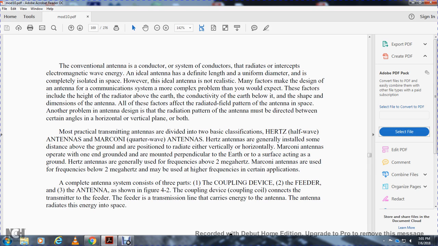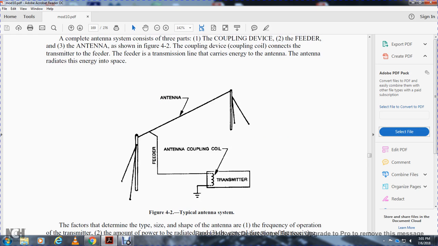As shown in figure 4.2, the coupling device, a coupling coil, connects the transmitter to the feeder. The feeder is a transmission line which carries the energy to the antenna. The antenna radiates the energy into space. Figure 4.2 shows a typical antenna system: the transmitter, coupling, feeder, and antenna.